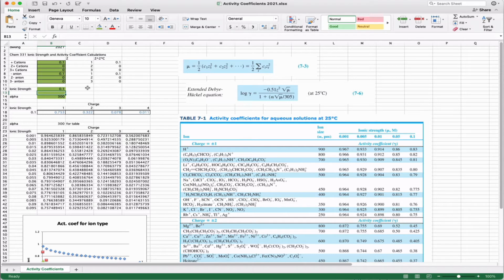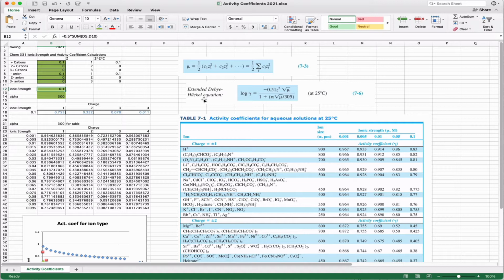And that's not true if I have 1-to-2 electrolytes or 2-to-1 electrolytes, then the z² term will change the total ionic strength. But nevertheless, it is 1/2 the sum of all the ion concentrations times their charge squared. All right, so that gets me my ionic strength. Then we're going to take this ionic strength and plug it into the extended Debye-Huckel equation to calculate the activity coefficient for silver ions and chloride ions in this example.